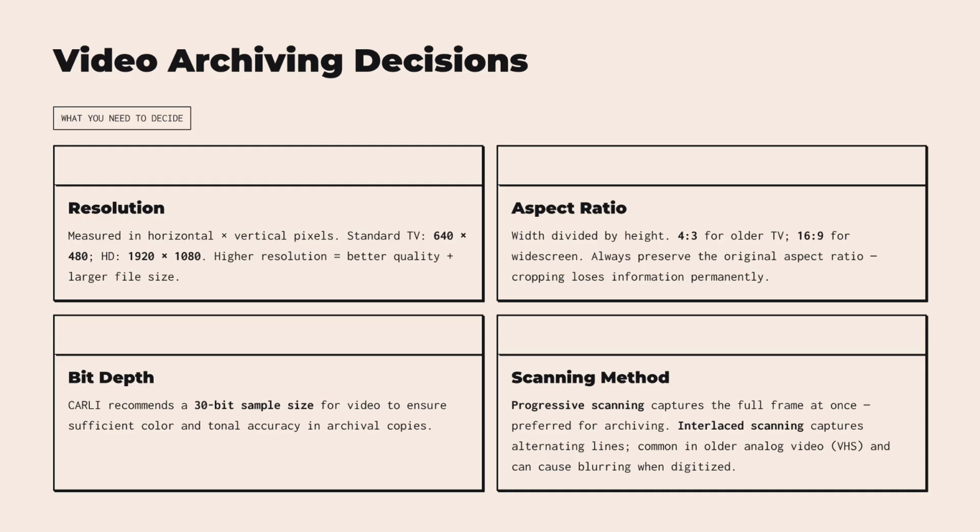Fourth, scanning method. Analog video, VHS, Betamax, broadcast tape, is typically recorded using interlaced scanning, where each frame actually captures alternating horizontal lines. When digitized, interlaced footage can produce blurring artifacts from slight movement between fields. Progressive scanning, which is what most digital cameras use, captures the complete frame at once. For archiving, progressive is superior. If you are digitizing interlaced analog materials, look into deinterlacing as part of your processing workflow.